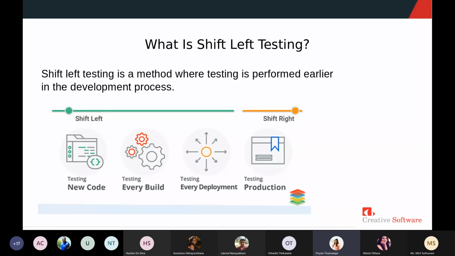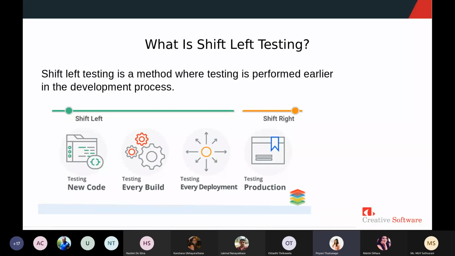So in shift left testing, they think quality assurance engineers, same as developers, are also involved in the quality of the product while in the coding phases.